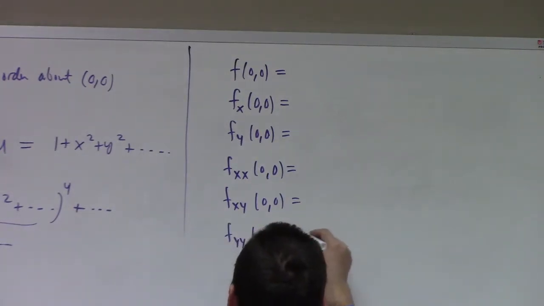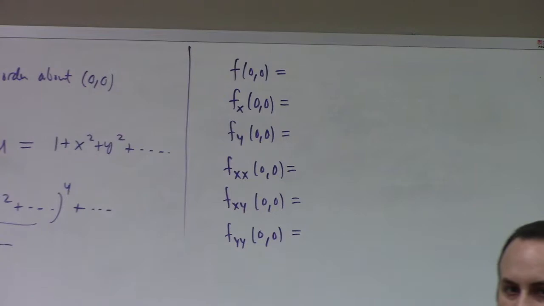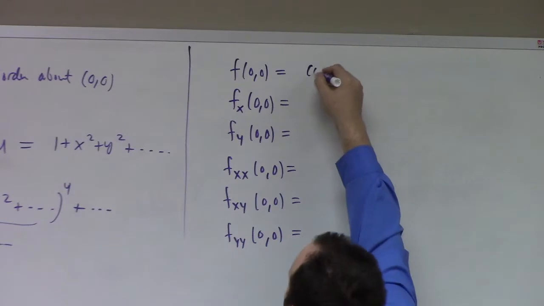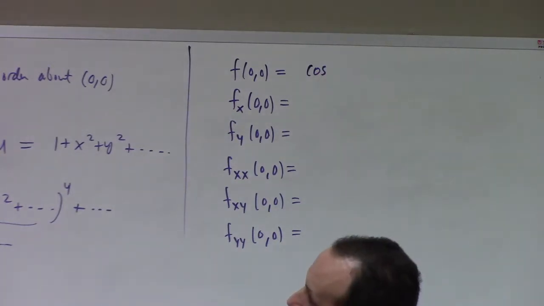So these are the derivatives I need to calculate. If I know those, I can put together the Taylor expansion, right? It's not super fun, but you can do it. Well, f(0,0) is what? That's cosine of 1.